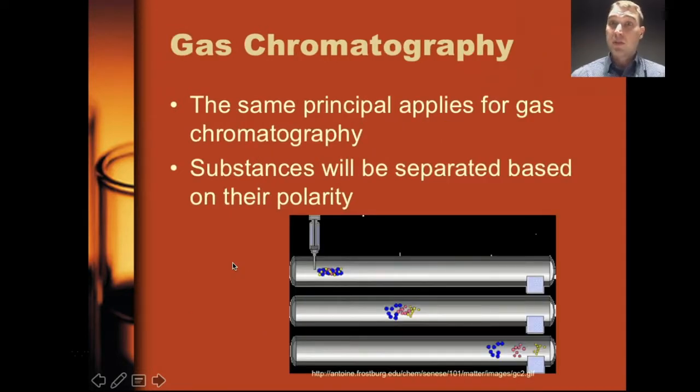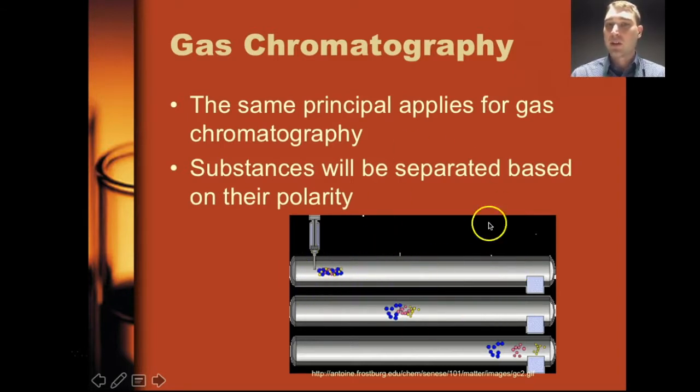So the principles of paper or thin layer chromatography apply to gas chromatography as well. Here's our column. If the column, for example, has a non-polar stationary phase on the inside, non-polar substances are going to form dispersion forces with that, and they will stick to the non-polar stationary phase. So it will take them longer to come out of the column.